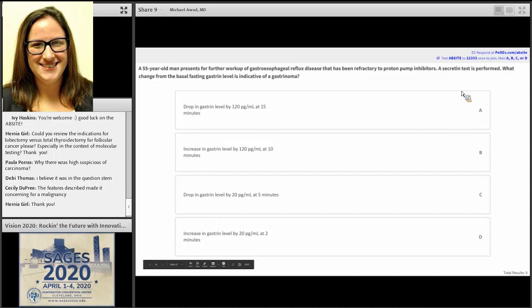A 55-year-old man presents for further workup of his gastric reflux that has been refractory to PPIs. A secretin test is performed. What change from the basal fasting gastrin level is indicative of a gastrinoma? A, a drop in gastrin by 120 at 15 minutes. B, an increase in gastrin by 120 at 10 minutes. C, a drop in gastrin by 20 at 5 minutes. Or D, an increase in gastrin by 20 at 2 minutes.